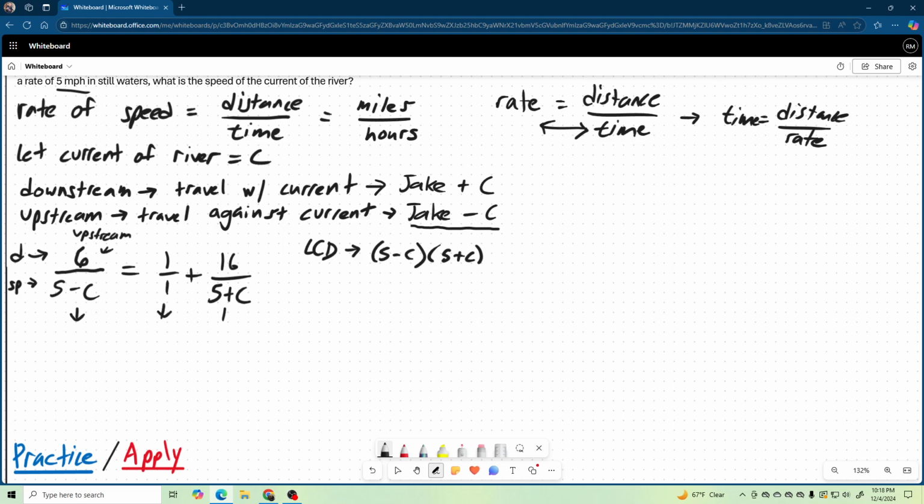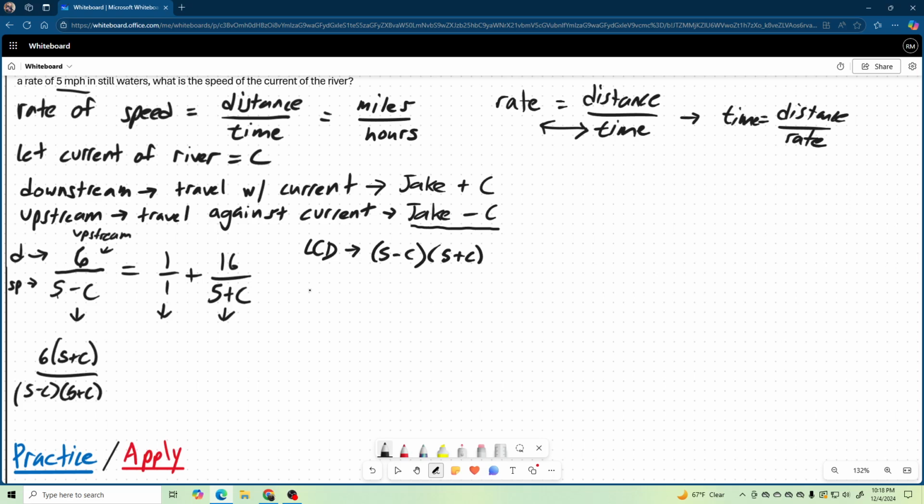Let's take these down. All right. And we might get some big numbers here, but that's fine. We can figure it out. So let's go and get started. So we have 6 over 5 minus C. So if we have a 5 minus C on the bottom, we need to have our 5 plus C as well. So I'm going to get 6 times 5 plus C over 5 minus C times 5 plus C.